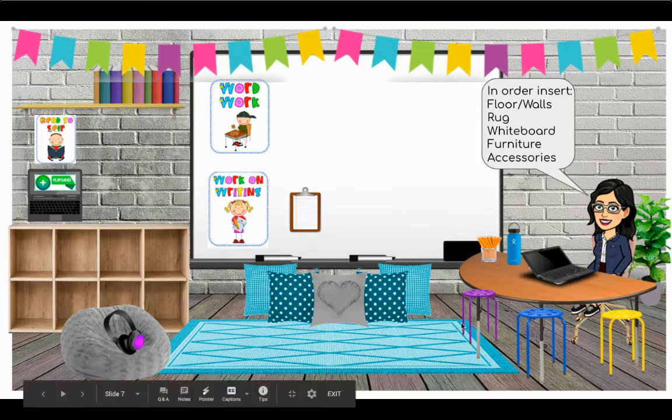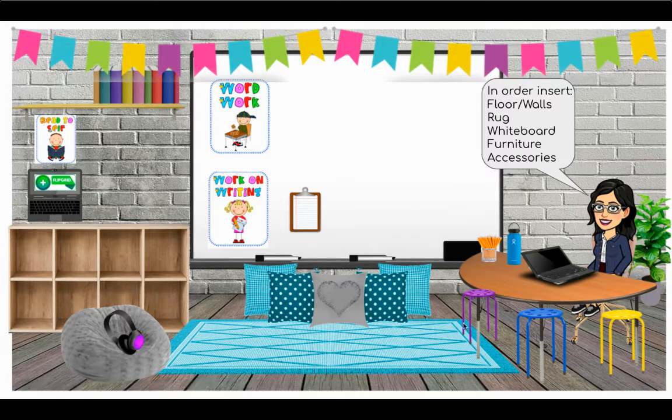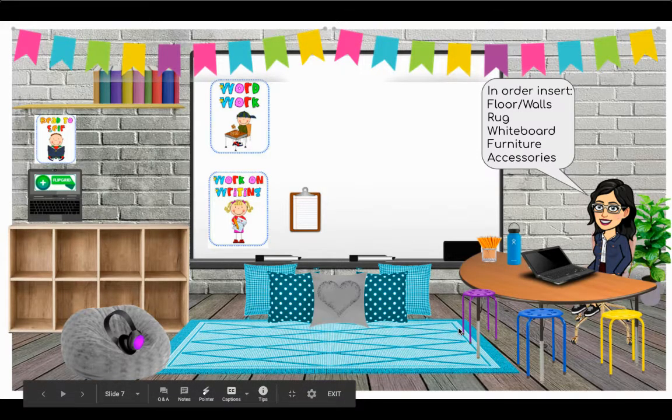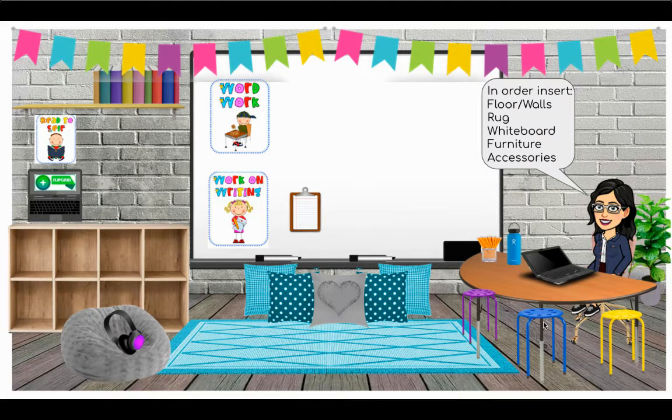You can see right here, this stool is on top of this rug. If I had put the stool down first and then the rug, the rug would be on top of the stool, and I would be able to adjust it. But it's always better if you make less work for yourself and you're able to just put it in the layer in the right order in the first place. So you'll do the floors and the walls, the rug, the whiteboard, then the furniture, starting with things in the back. So my chair, and then my table, and then my stools, and then accessories.